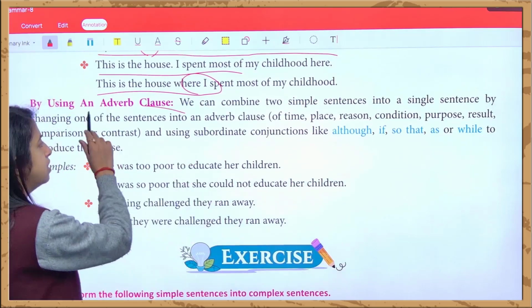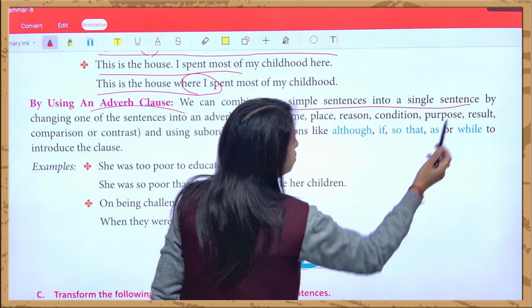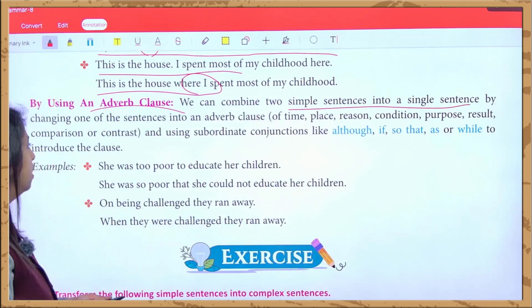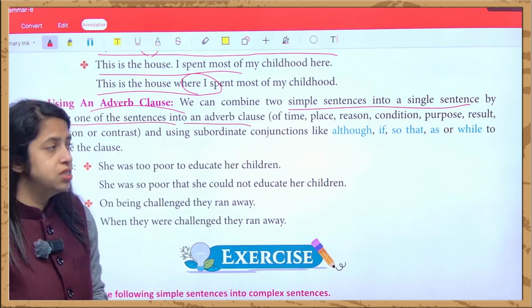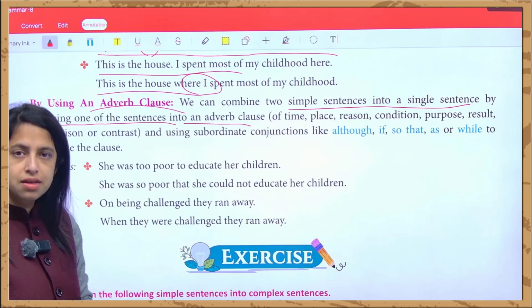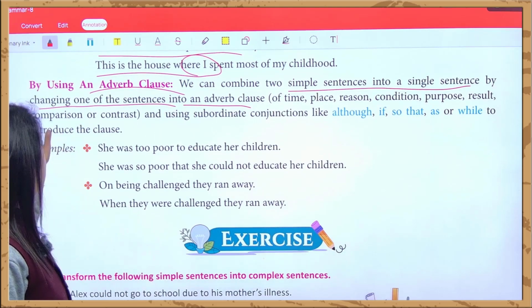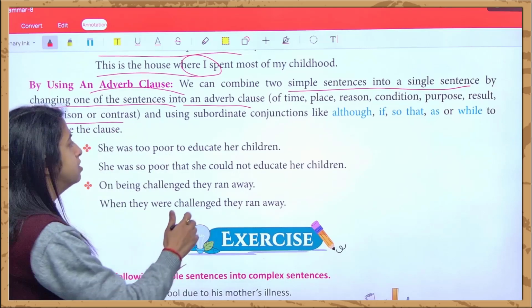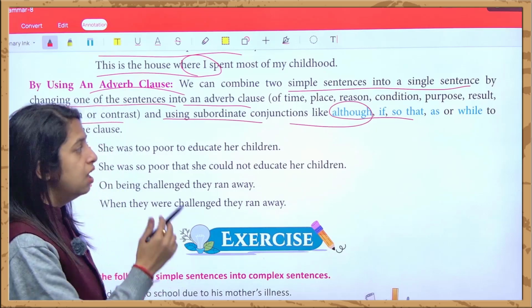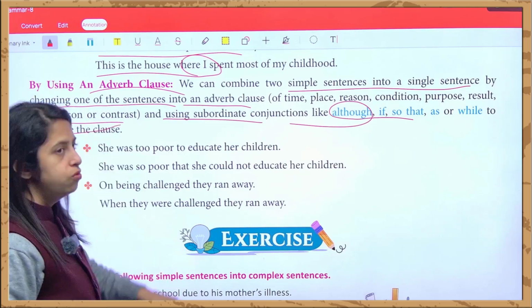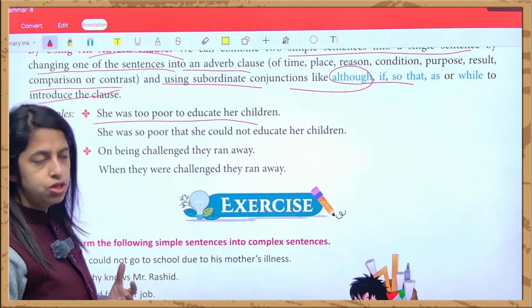Moving on to the next is adverb clause, क्योंकि adverb के जैसे function करेगा, combining sentences into a single sentence by changing one of these sentences into what? Into the adverb clause. Adverb clause time का हो सकता है, reason, place, condition, purpose, result, comparison or contrast, and subordinate conjunctions जैसे कि although, if, so, that, as, while to introduce the clause.